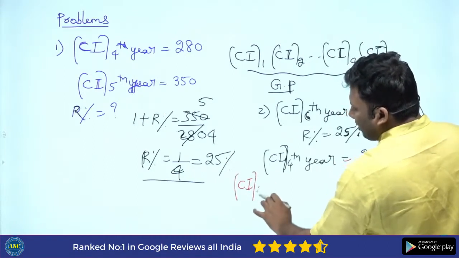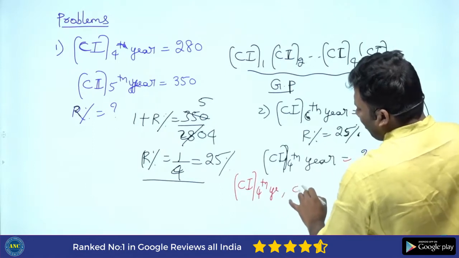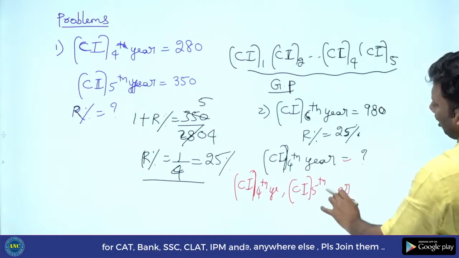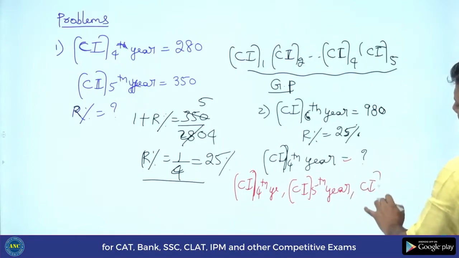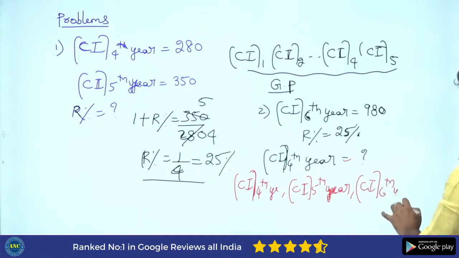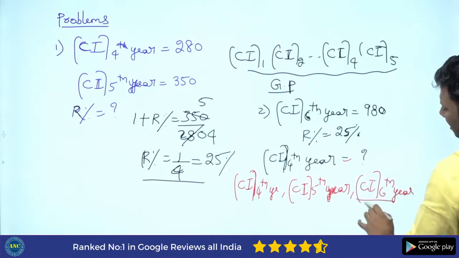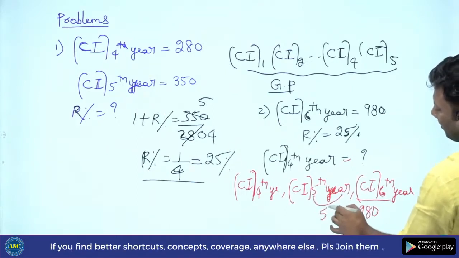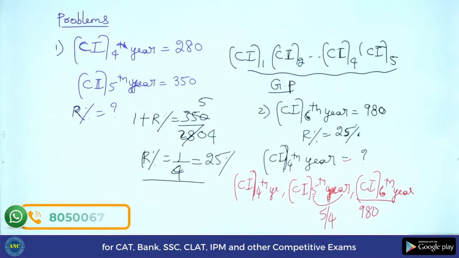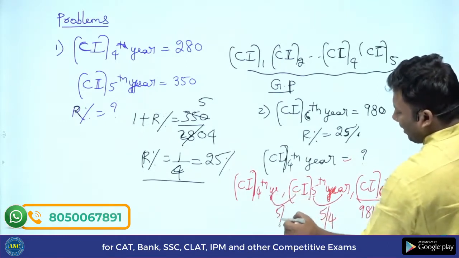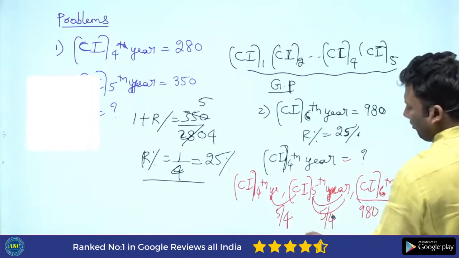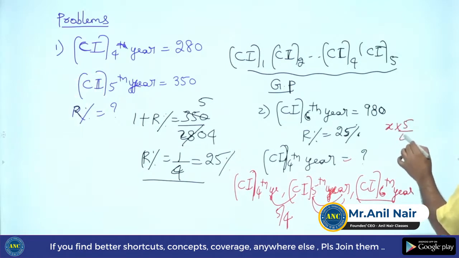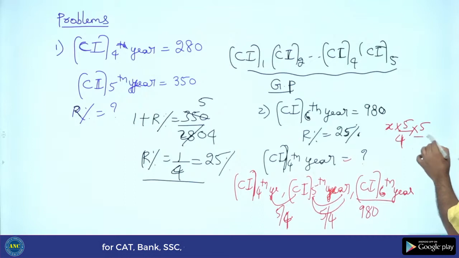CI for particular years. CI for 4th year, CI for 5th year, and CI for 6th year, all are in geometric progression. So 6th year, the value is 980. Here, the multiplication factor will be 1 plus 25 percentage, 1 plus 1 by 4, 5 by 4. So the answer will be x into 5 by 4 into 5 by 4 equivalent to 980.